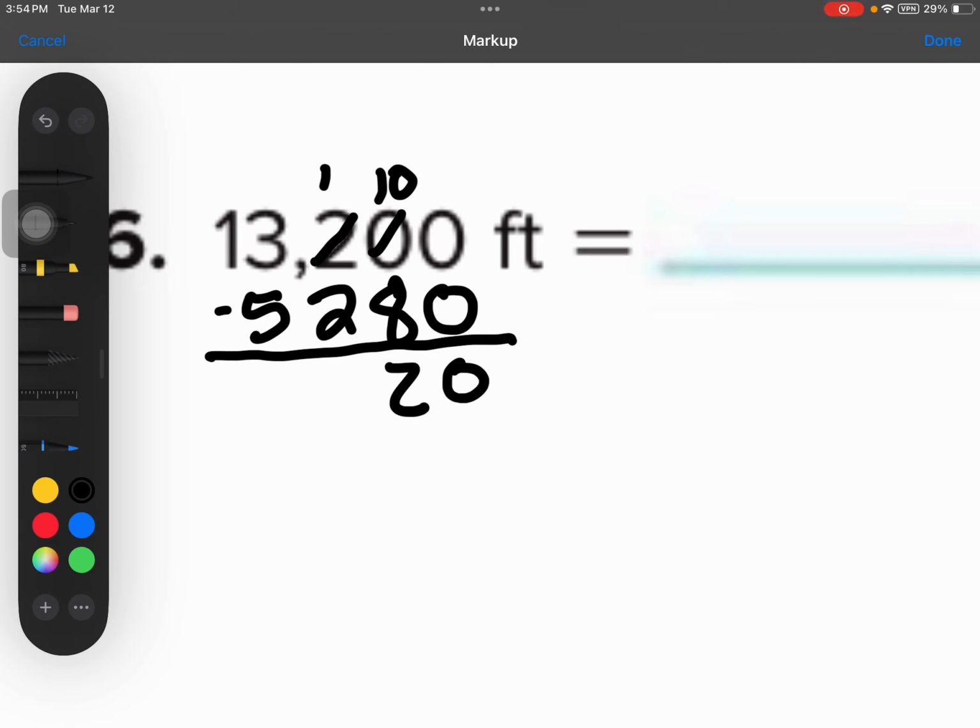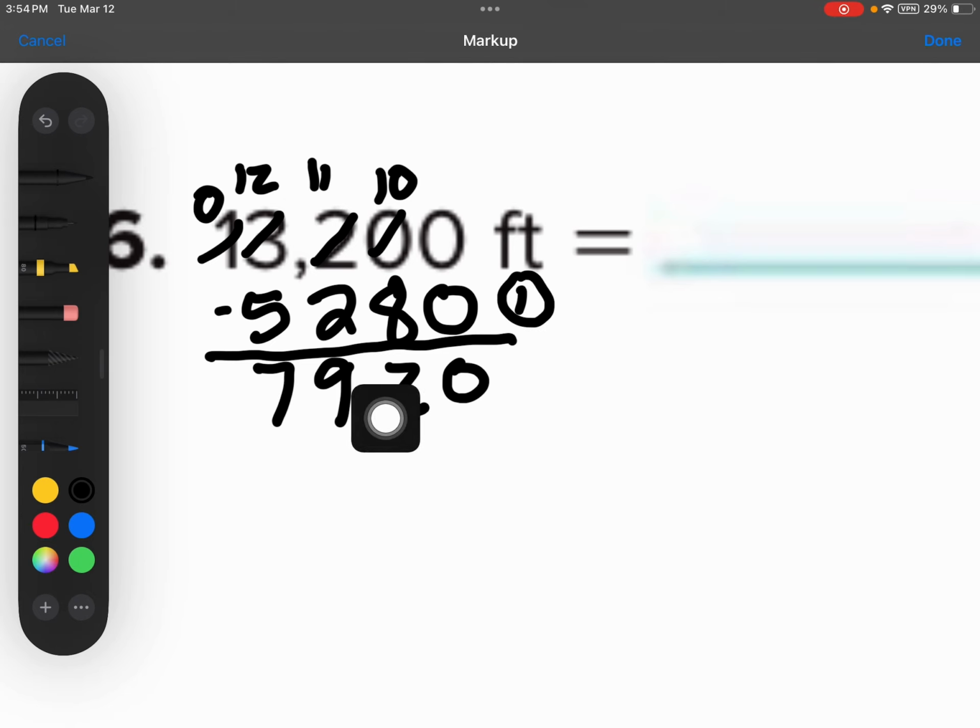Cannot take 2 from 1, so I have to borrow from here again. Oh my goodness, this is a lot of work. And 11 minus 2 would be 9, 10, 11, so there's 9. Cannot take 5 from 2, so I have to turn that into a 0 and borrow. Now I can do that, and my answer is 7. Okay, I have 1 mile right here, but I still have a whole bunch of number left. So I'm just going to subtract it again.